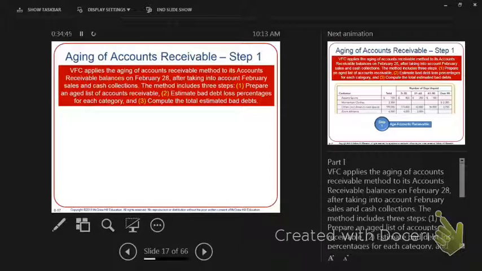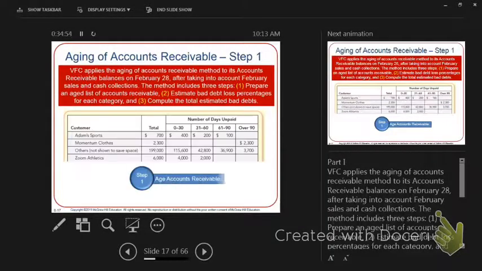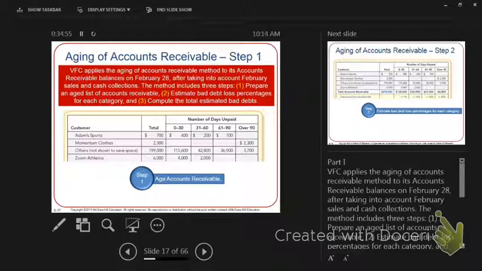All right, so look at it. Applies the aging of accounts receivable in 3 steps. You do the aging, then you estimate it, and then you compute the steps. So this is what they have. So they have 3 companies listed, and then they combine the rest into one called Other. So look at the first one, Adam Sports. They have $700 that they owe us. 430 days, 231 to 60, and 161 to 90. First, what does that tell you about that company?